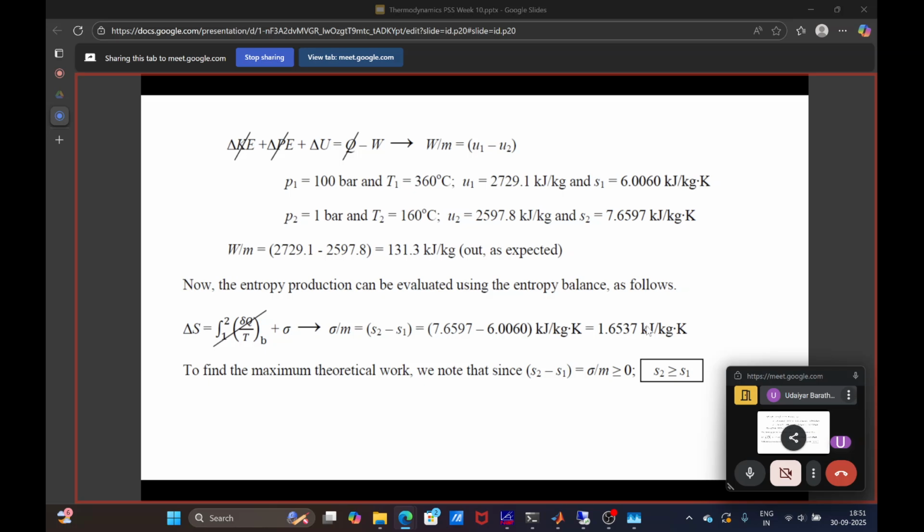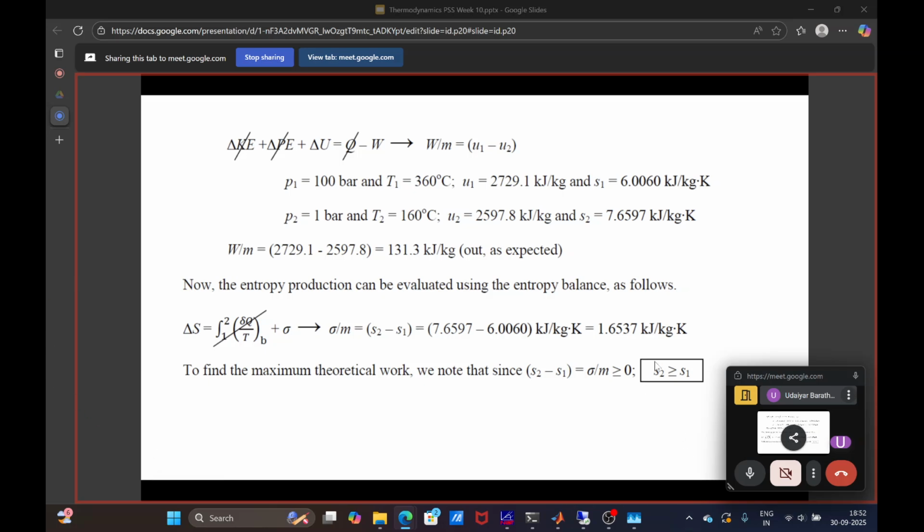And the same is the case with compression. In compression, for the expected inlet and outlet conditions, because there is friction, you need to add extra work to overcome this friction. That's why the minimum theoretical work is given by the isentropic case. I hope this is clear. So now the maximum theoretical work is given when your entropy generated is 0.